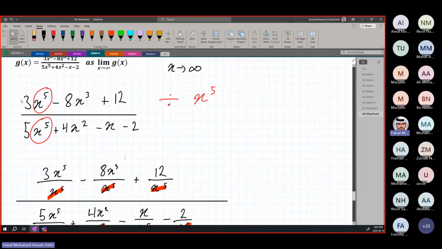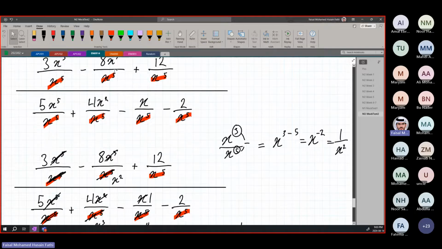Do you write this in the exam? I highly doubt they're going to give you marks. I highly doubt it. So the proper way you should write it in the exam is the way I did it here.